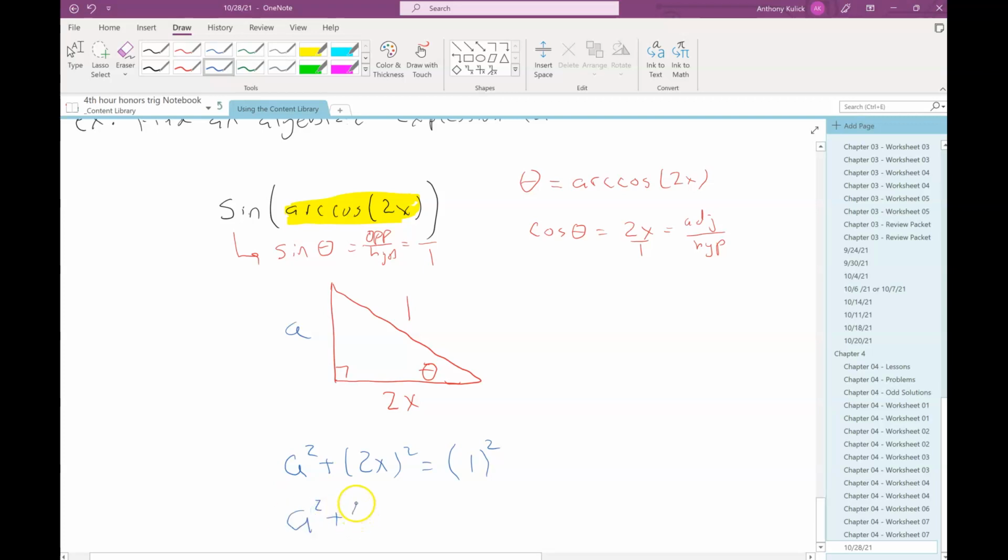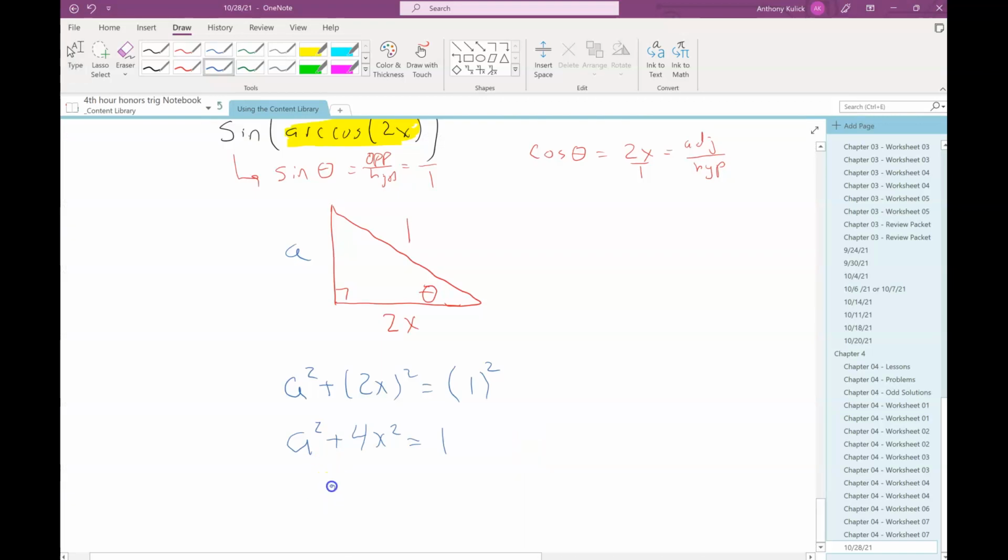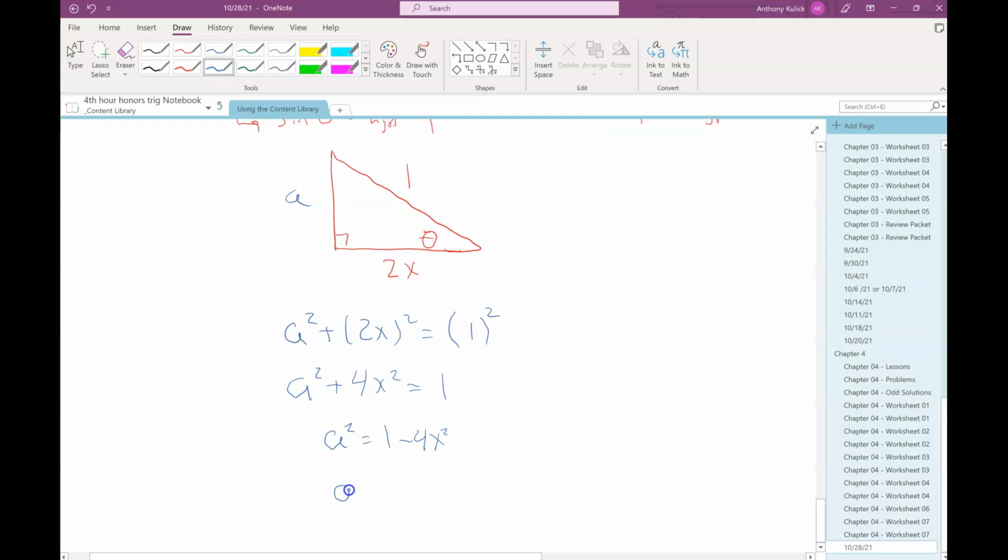So 2x squared is 2x times 2x, or 4x squared. And then I'll subtract 4x squared from both sides. And then we'll square root both sides. Notice I dropped the plus or minus and just made this positive. How do I know to do that? It's a length of a triangle, so it has to be positive.